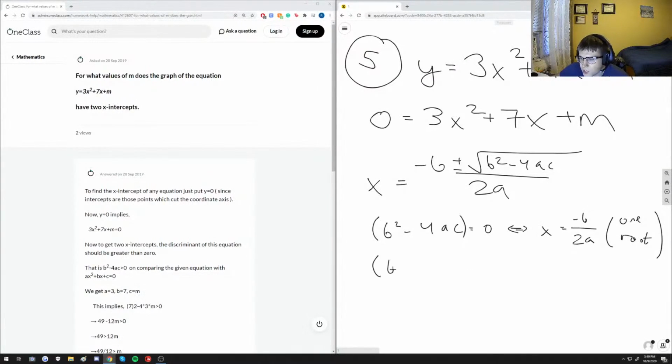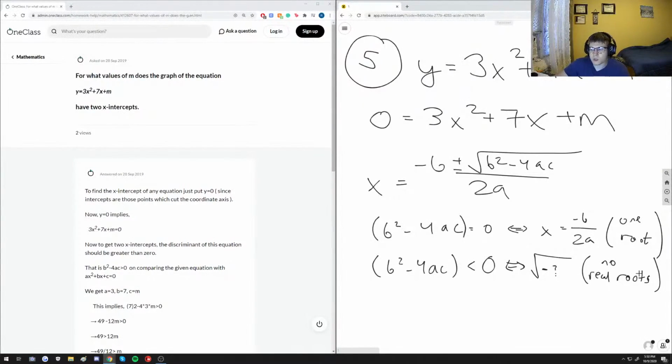Similarly, there's another case here. Let's say b squared minus 4ac is any number less than 0. If it's less than 0, that means we're taking the square root of a negative number. It doesn't matter what that number is, it's a negative number, which you can't do; it's imaginary. So we're going to have no real roots. And we're looking for real x-intercepts here, so real roots.